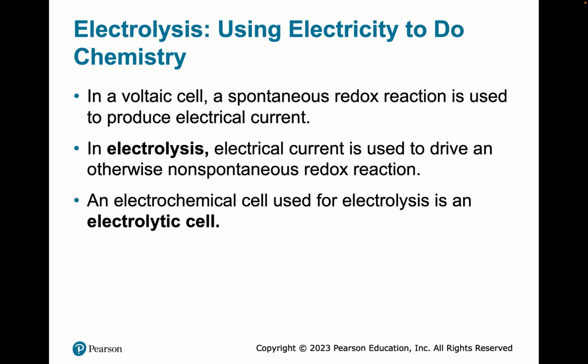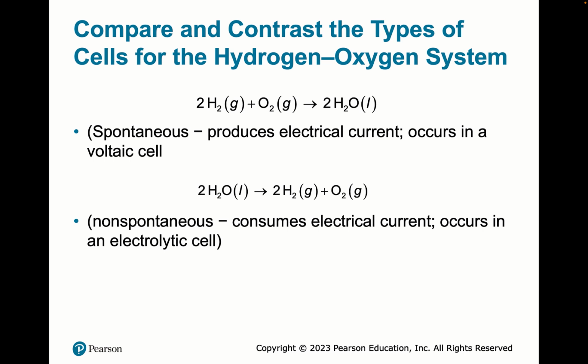So we can also do electrolysis. We use current to drive a non-spontaneous oxidation reduction reaction. And the cell that we use is called an electrolytic cell, and the most obvious application for this is nuclear subs. So we can generate hydrogen from oxygen.